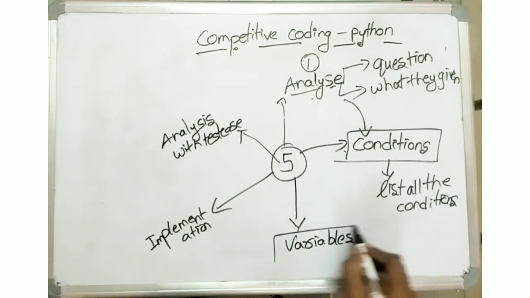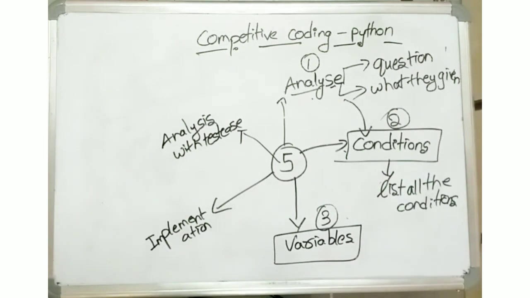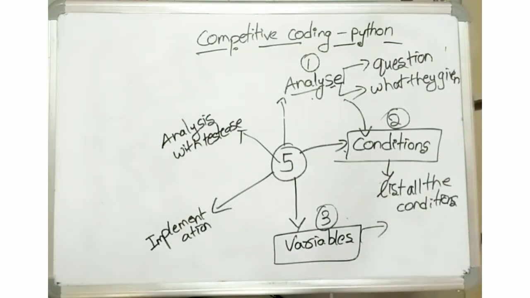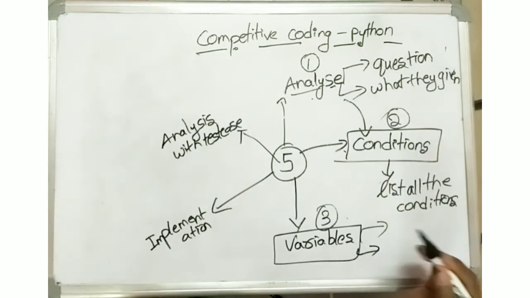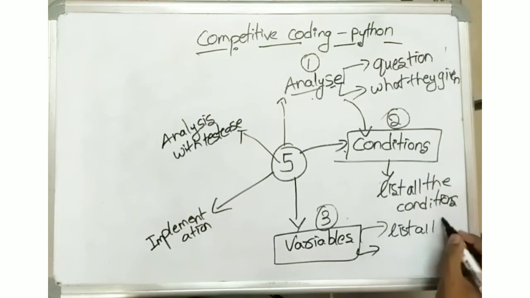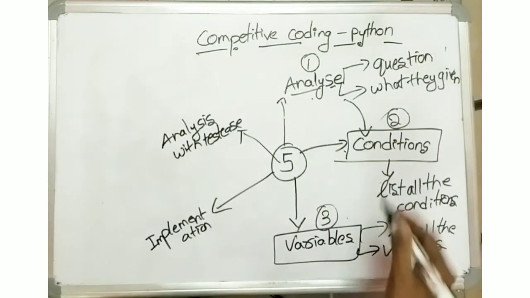And then the third one is variables. We need to know all the variables that are required for our program to solve the question, right? We need to have a scope of how many variables we are using and how the variables are changing. Let's list all the variables that are required for our program.